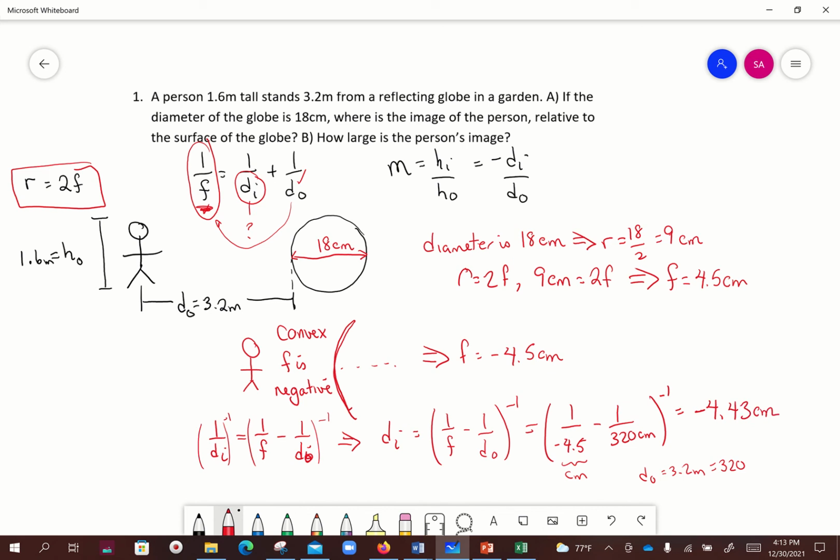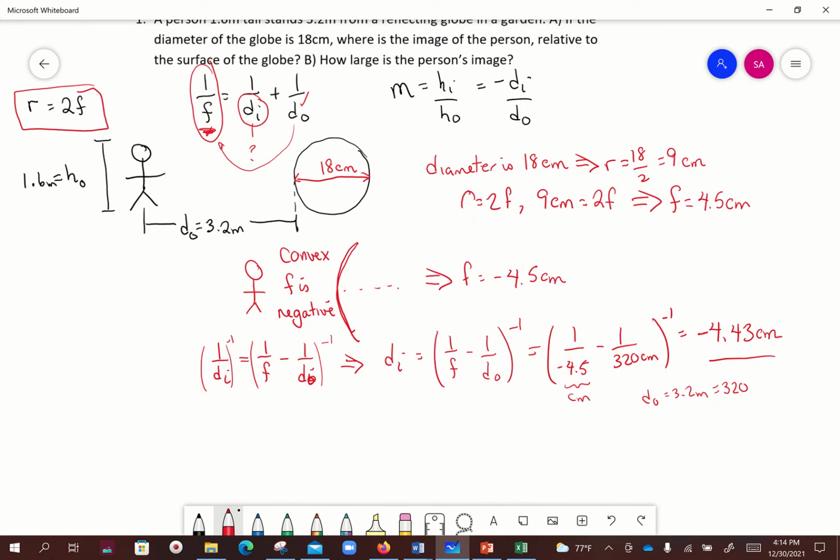Okay, if you'd converted it to meters, so if you'd put 1 over negative 0.045 minus 1 over 3.2, we would have got negative 0.0443 meters, and that would have been the same answer. All right, so there's my DI, and DI is negative.